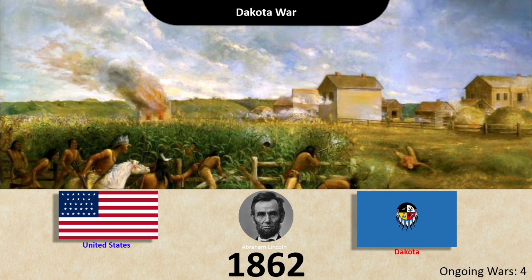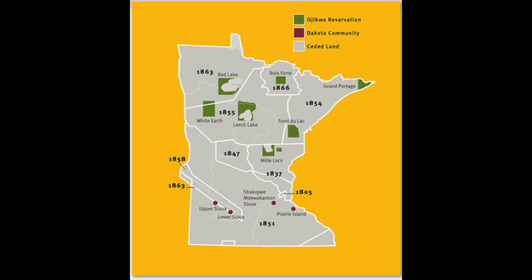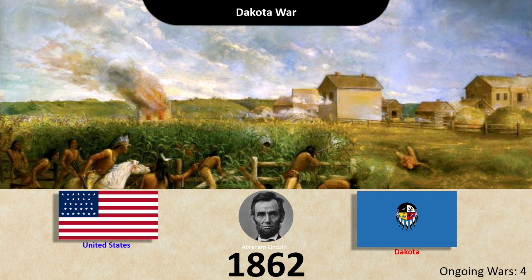The next year, in 1862, we get the Dakota War. Alright, here's a little backstory. Up until this point, the Eastern Dakota had ceded large amounts of land to the United States in treaties that they signed in 1837, 1851, and 1858, and it was obvious that they got finessed.